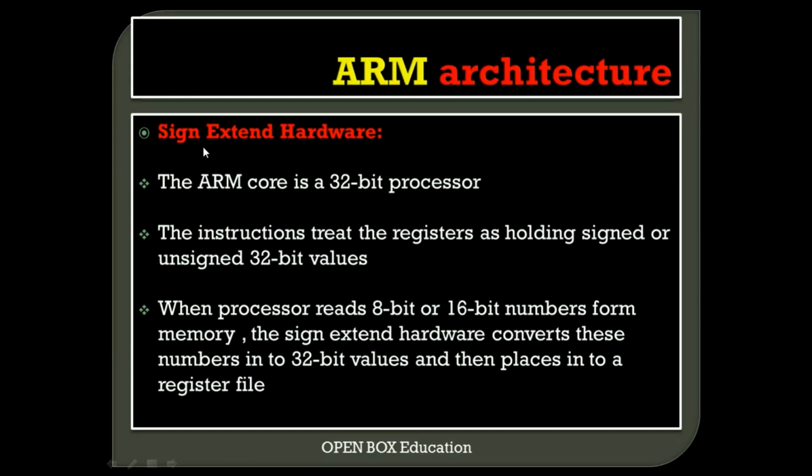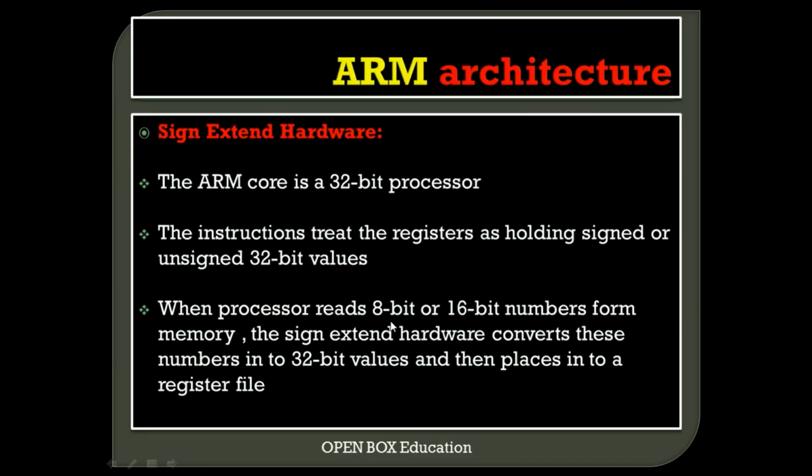Next is the sign extend hardware. The ARM core is a 32-bit processor. The instructions treat the registers as holding signed or unsigned 32-bit values.